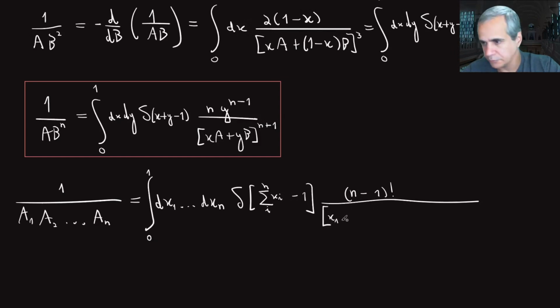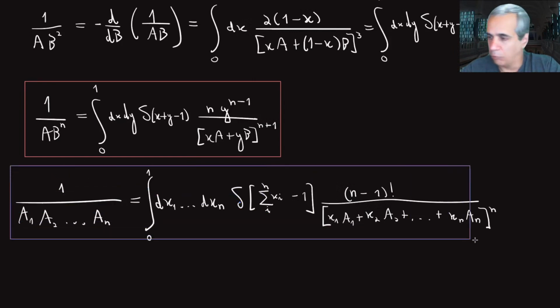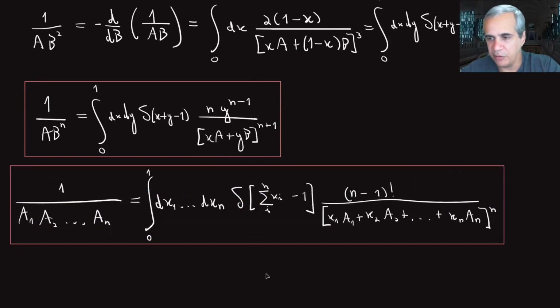over x1 a1 plus x2 a2 plus, you get the drill, all the way to xn an to the power of n. Right? So this one is really a general one. I won't prove it, but there's a video on YouTube with the full proof of it. It's like a 20-minute proof, right?